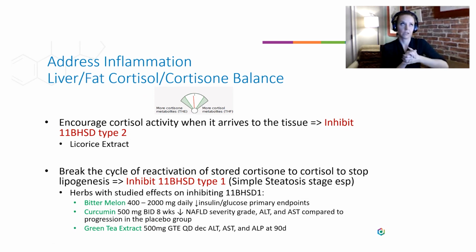So these are not human randomized controlled trials that established an 11 beta HSD type 1 inhibitor status, but these all have been studied for their effects in vitro for inhibiting this enzyme. They are bitter melon, curcumin, and green tea extract. I did include some dosing from studies that I have here on this next page.